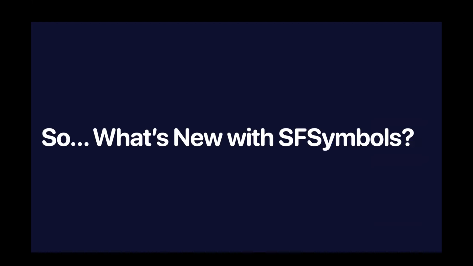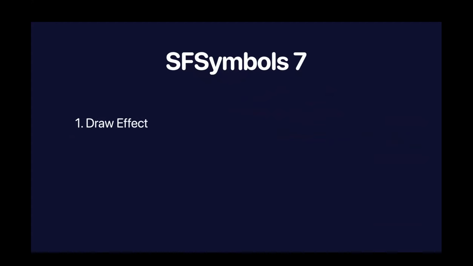So what's new with SF Symbols? This year we have SF Symbols 7. The headlining feature, I'd say, is the new draw effect. There's a new animation effect when the symbols are coming on and off the screen. It kind of reminds me of the Marauder's Map from Harry Potter. Things just kind of get drawn on. So we'll see a few examples of that.